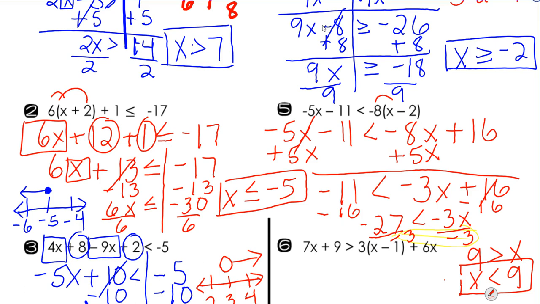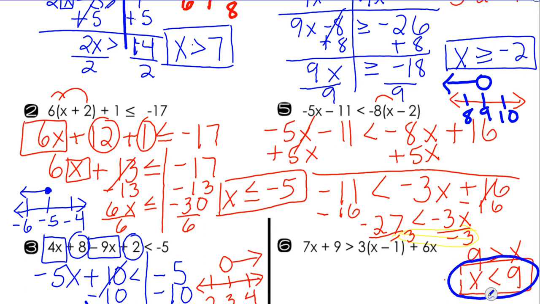So to graph this, I'm going to draw my graph. Tried to make that blue. No, blue. And I'm going to put 9, 10, 8. Open or closed circle? Open, to the left. So a couple of things there. I had to flip the sign, but then I had to rewrite it so that the variable was on the right so that I could graph it.